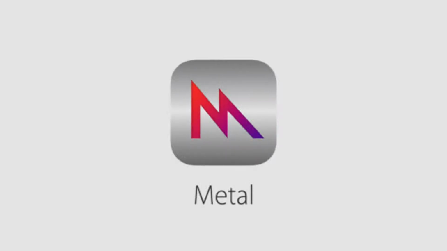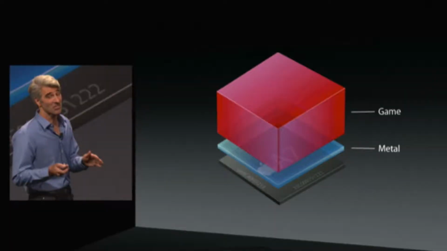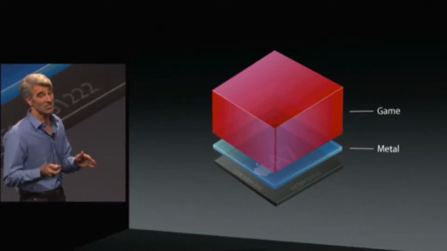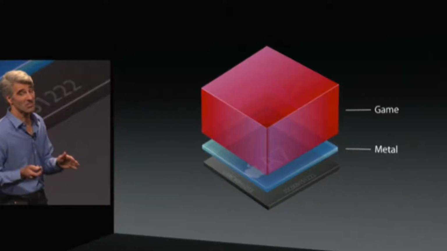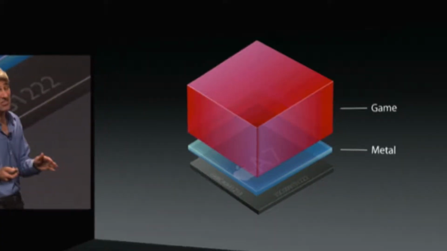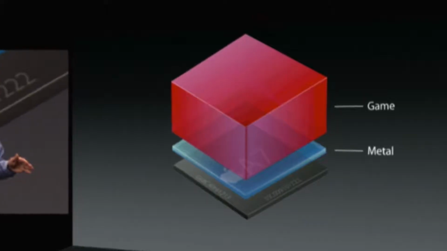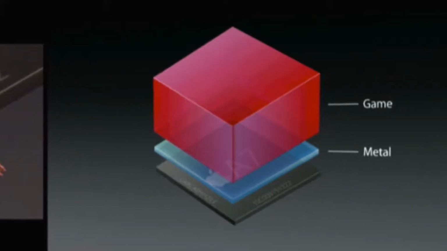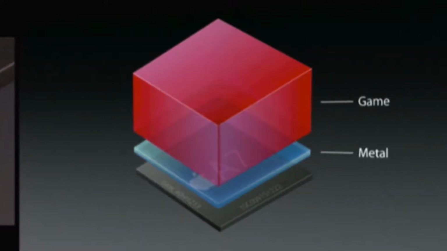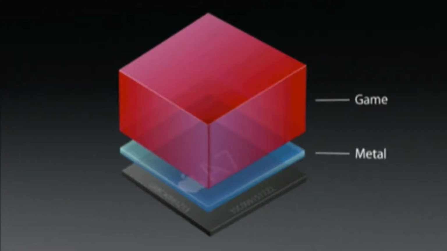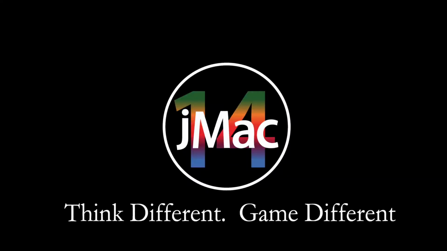The basic function of Metal is that it allows the developer, when they're making a game, to use the GPU a lot more efficiently. They can bypass stuff like OpenGL and work directly with the GPU, so that way you get faster performance without having to use a whole bunch of computing time on it, basically.